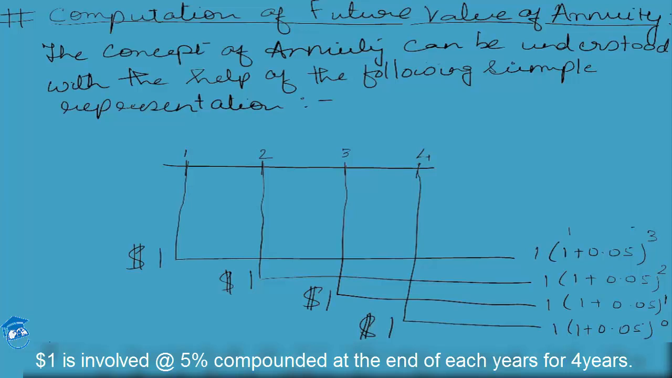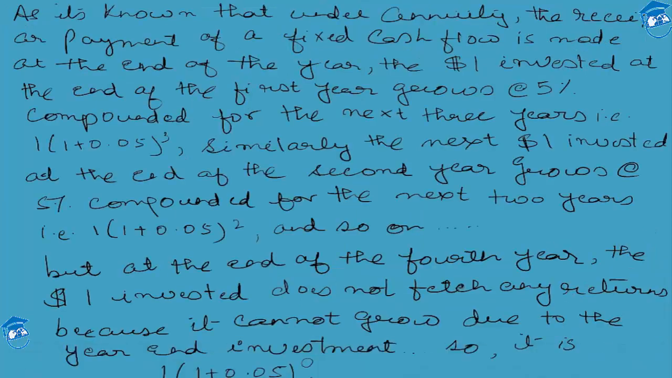Now students, the same explanation has been put forth to you, as it is known that under annuity, the receipt or payment of a fixed cash flow is being made at the end of the year. The $1 invested at the end of the first year grows at 5% compounded for the next 3 years. The same thing which I just discussed with you, that is 1 multiplied by 1 plus 0.05 to the power of 3. Similarly, the next $1 invested at the end of the second year grows at the rate of 5% compounded for the next 2 years. That is 1 multiplied by 1 plus 0.05 to the power of 2, and so on.